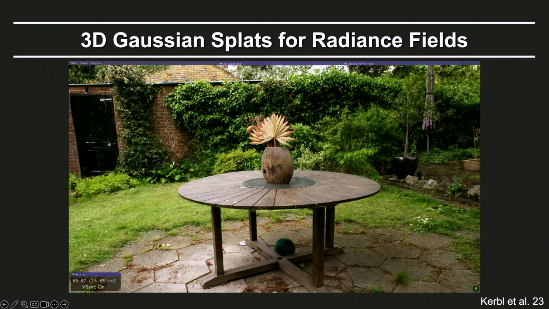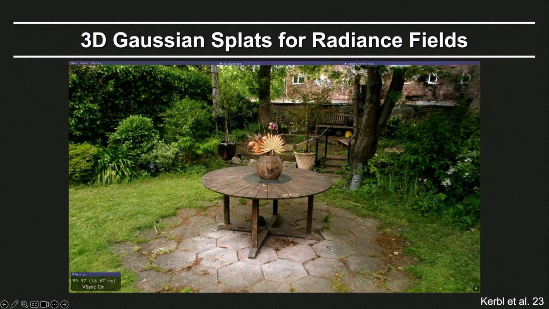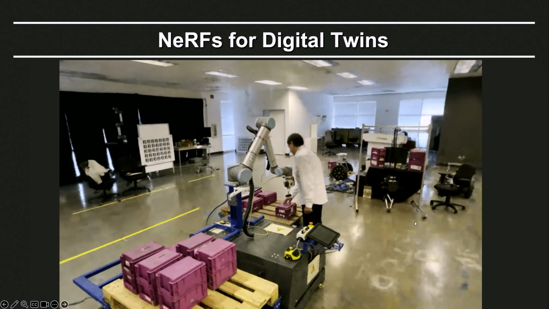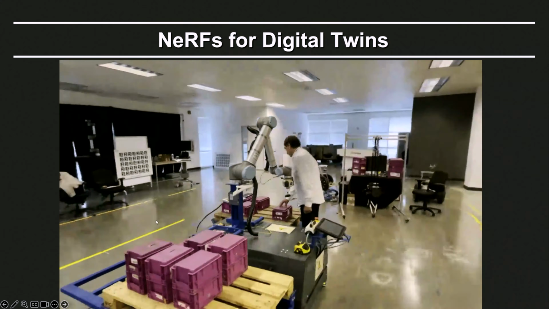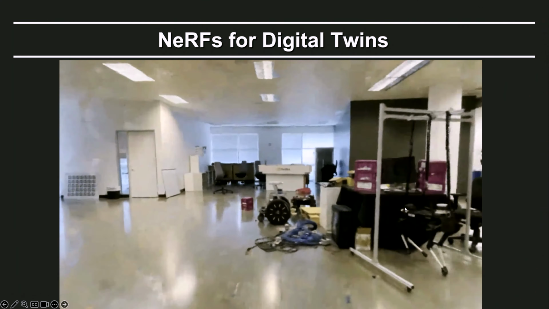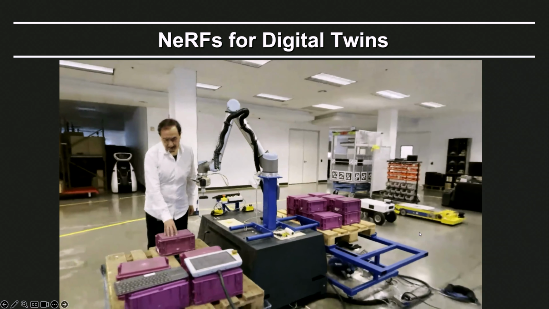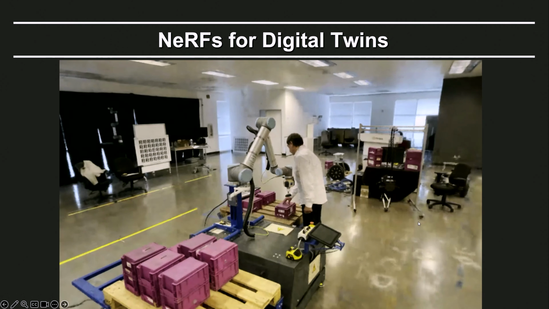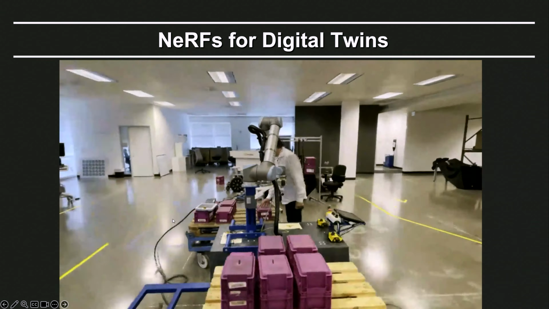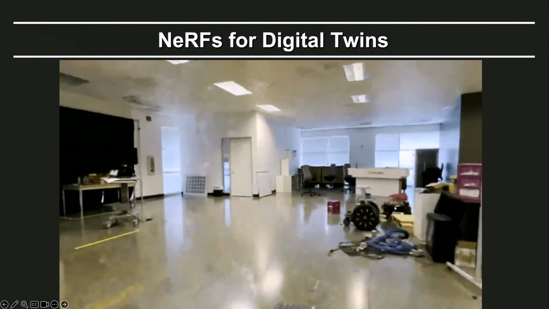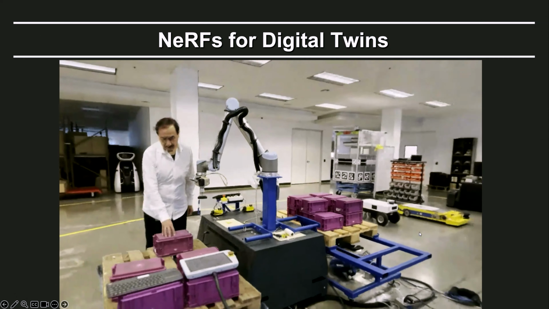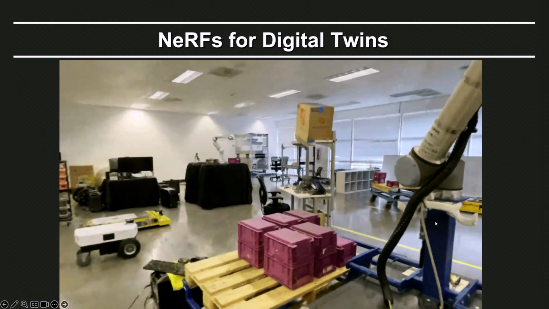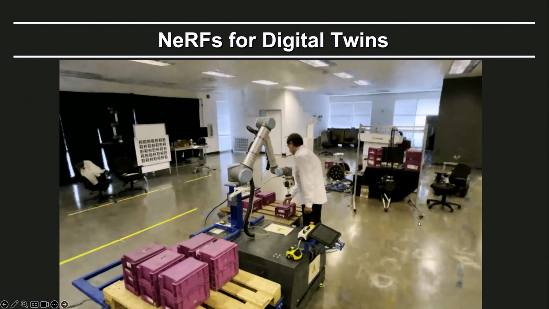Now, how can these kinds of techniques be used in terms of practical applications? I'm just going to show you a selection of a few things that people have done. Here is an example of using neural radiance fields for digital twins, where you can take your entire showroom or your entire factory, and you can produce this three-dimensional representation that you can view from different viewpoints and create this very realistic digital twin.